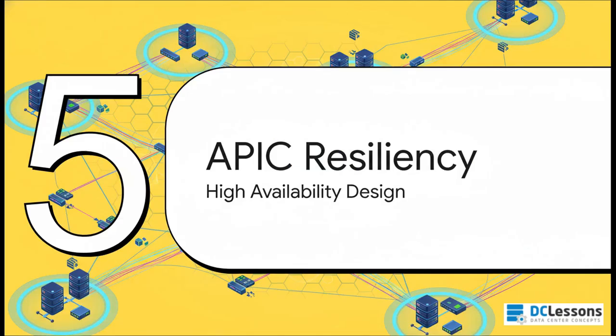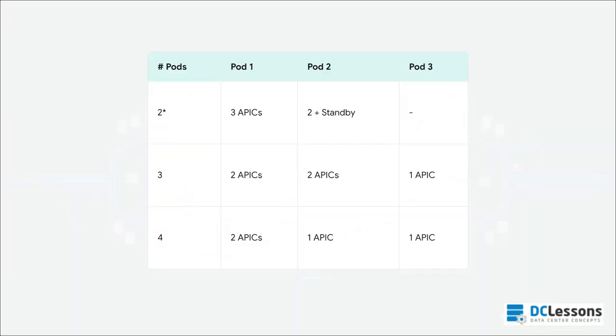So let's put it all together now. We'll wrap up by looking at the official guidelines for how to distribute your APIC cluster across your pods to get the absolute best availability and resiliency. And this table lays out Cisco's best practices perfectly. You'll notice a pattern here. The goal is always to spread out your controllers so that losing any single pod doesn't cause the entire cluster to lose its operational quorum. So, for example, in a 3-pod design, you do a 2-2-1 split. That way, no matter which pod fails, you still have at least 3 active APICs online.